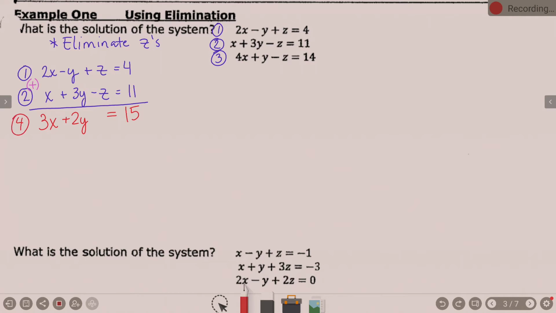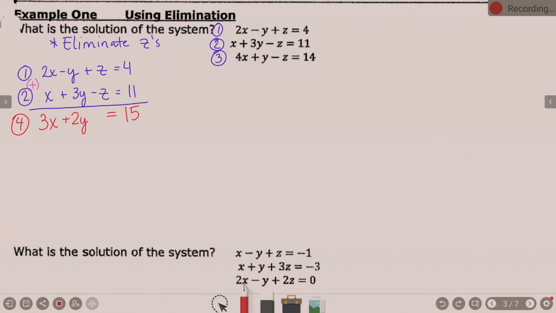And again, I told you guys, I'm queen of organization on this problem. You need organization to be successful here, okay? So I took 1 and 2, I added them together, I got equation 4. Notice equation 4 is in terms of x and y. There's no z. Got it?